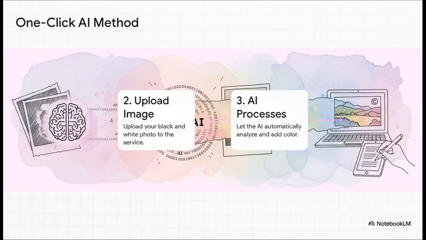The AI method is honestly just brilliant in its simplicity. You just pick an online service, like Palette.fm, you upload your black and white image, and that's pretty much it. The AI's algorithm, which has been trained on millions of color photos, does all the heavy lifting for you. In just a few seconds, you get a fully colorized image. It seriously feels like magic.